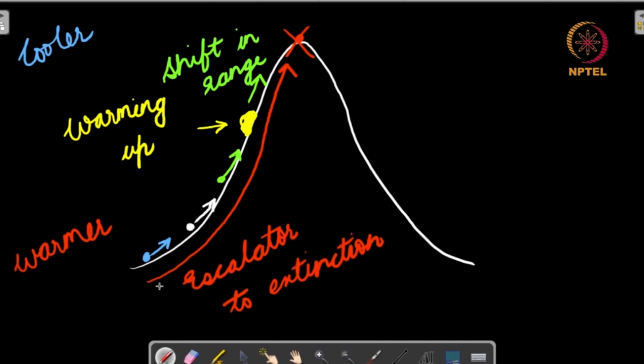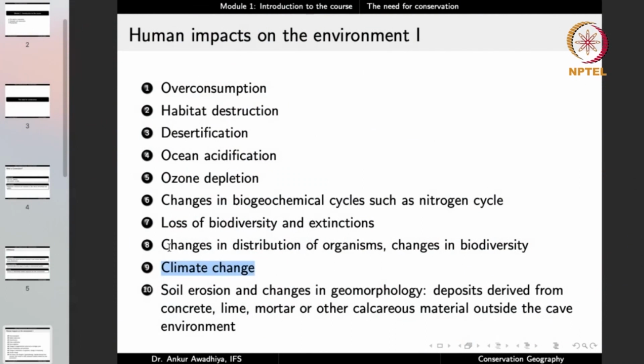So the organisms are moving up the escalator towards their extinction. And during this process, we are observing huge amounts of extinctions, and huge changes in the ranges of different species. That is a change in the distribution of organisms and changes in biodiversity. Not only that, we are also observing changes in the behavioral patterns of organisms, changes in their phenology.